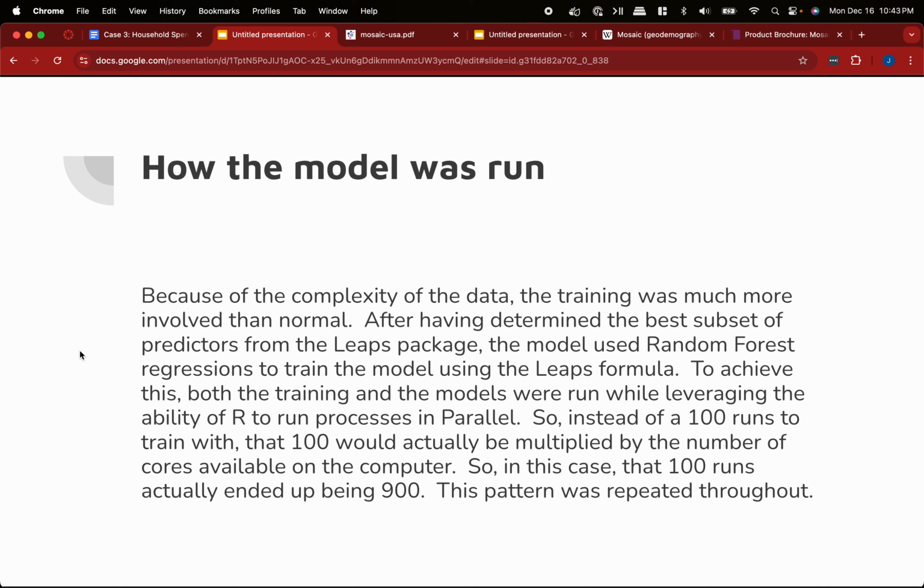Because of the complexity of the data, the training was much more involved than normal. After having determined the best subset of predictors, the model then used random forest regressions to train the models using the LEAPS formula as the input. The other thing that was done was that both the training and the models were run using parallel processing in R, which meant instead of 100 runs to train with, it was actually 900, because there were 9 cores that were then applied to run 100 times. And this pattern was repeated throughout the training and modeling.